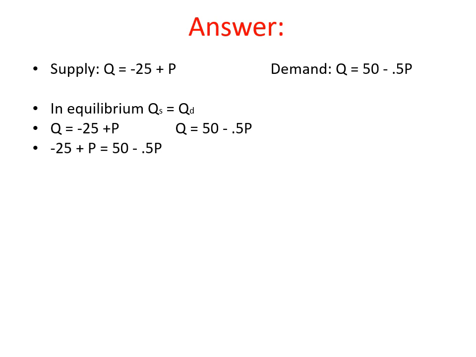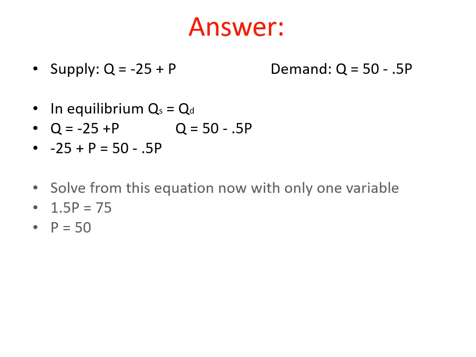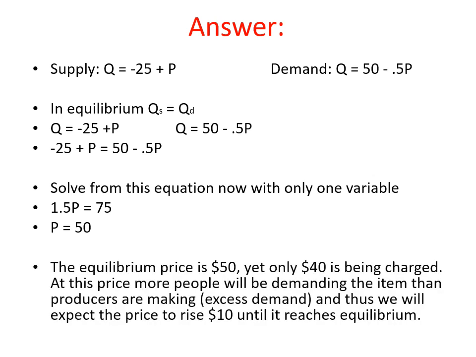And then from there, now that we have just one variable isolated, we can go on to the next step and solve this equation with just one variable. We can reduce everything down. In this case, the equilibrium price is $50. At least that's what it should be. So the equilibrium price is $50.